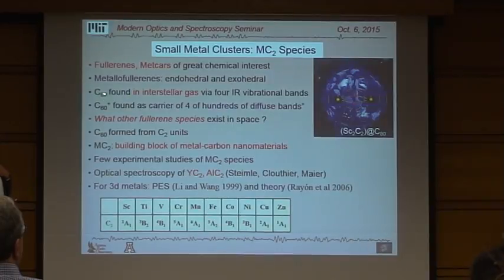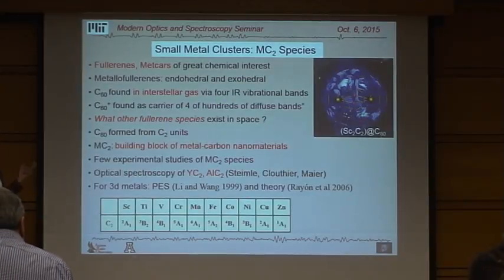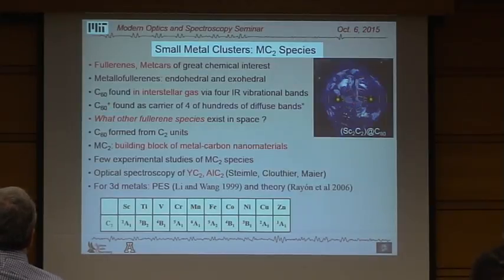And of course, I mentioned that C60 has been found in interstellar gas. This was not done via rotational spectroscopy, of course. It was done via 4 infrared bands. And then C60 plus, ionized C60, has just recently been identified as a carrier of 4 out of the hundreds of diffuse bands that are present out in interstellar space, and that's in the hollow region.